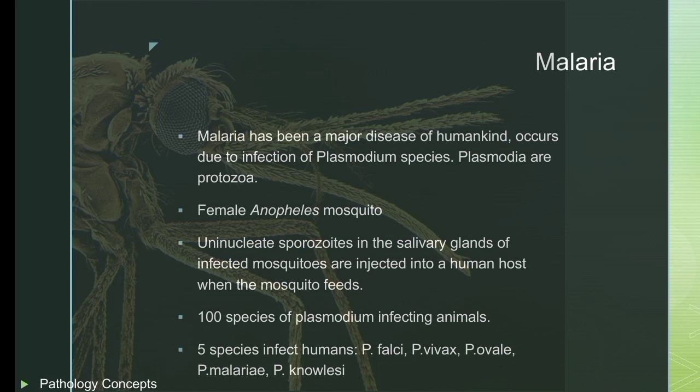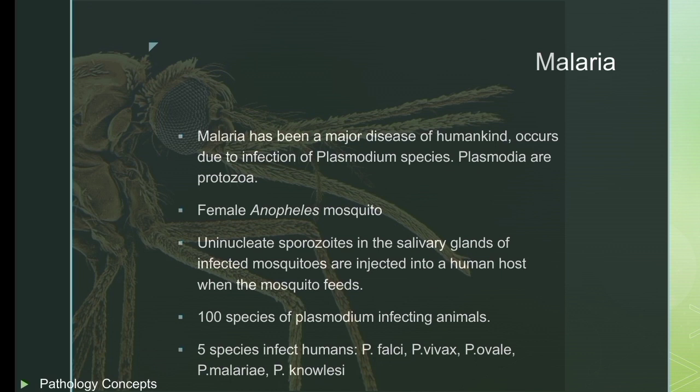Malaria has been a major disease of humankind, and occurs due to infection with Plasmodium species. Plasmodia are protozoa. It occurs due to the bite of an infected female Anopheles mosquito. Uninucleate sporozoites in the salivary glands of infected mosquitoes are injected into a human host when the mosquito feeds, and this is how malaria occurs.